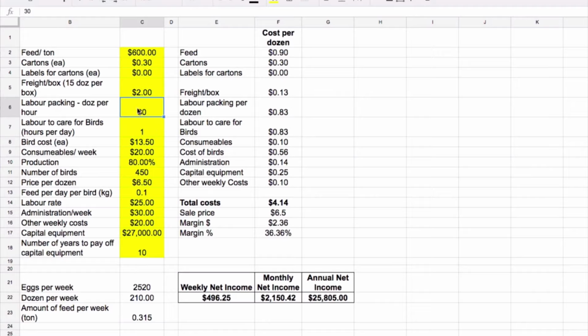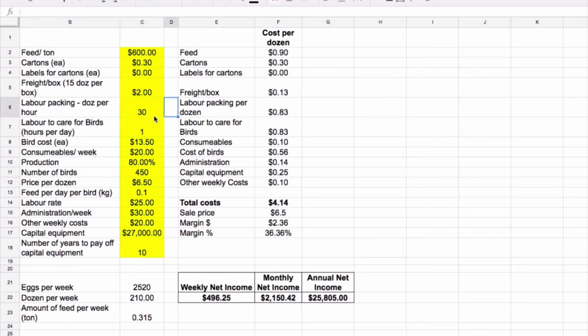So let's just say you got efficient. Instead of packing 30 dozen an hour, you got up to 40 dozen. So currently we're just sitting under $500 a week net income. We got our systems tweaked, and now we can do 40 dozen an hour, and that 500 or just shy of 500 jumps to 540. So there's an extra $40 a week just by learning how to pack your eggs faster, because you're saving on your labour. So I can change it back to 30.